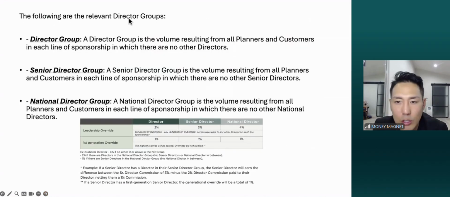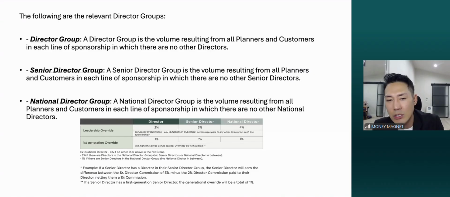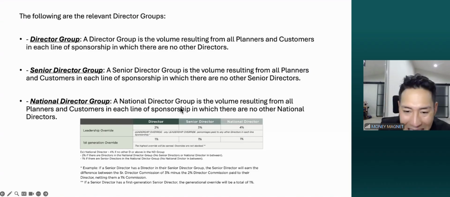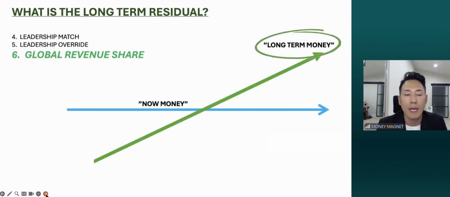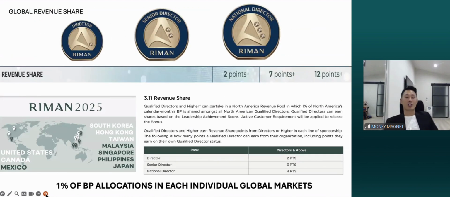So when we talk about director group, it is the volume resulting from planners and customers in each line of sponsorship where there are no directors. Same thing with senior director group, where there are no line of senior directors, and national director group, where there are no other additional national directors in that line. Okay, so this is how the override works. So as long as you hit the positions and you qualify, you're going to make an additional override on the revenue that you generate. Now, this global revenue share is actually exciting.